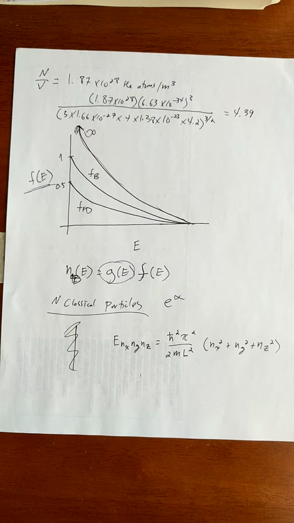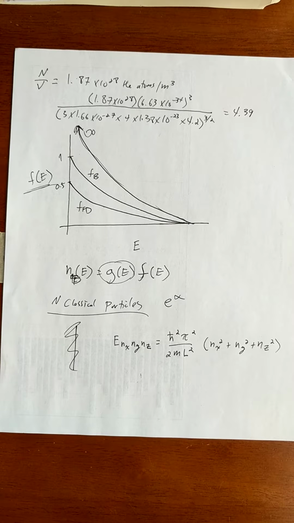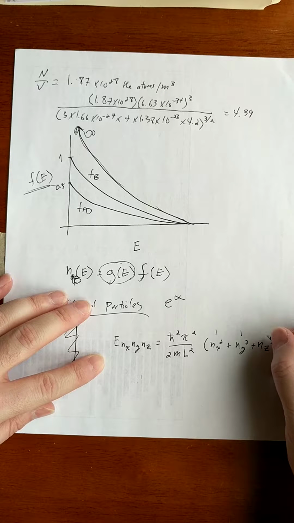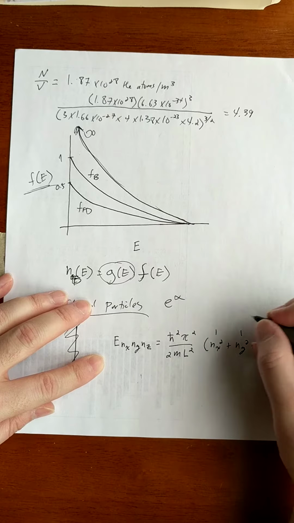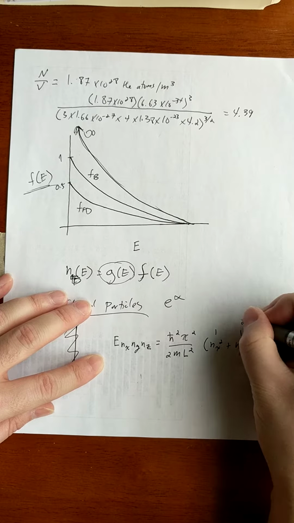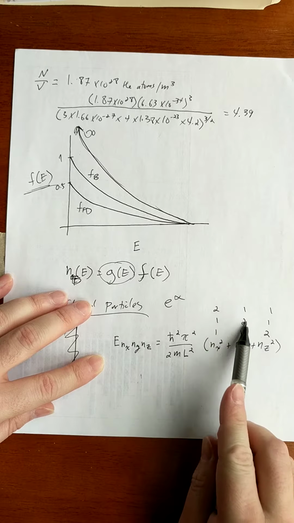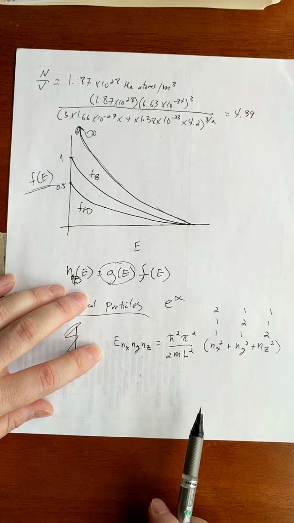Here, I'm going to pause it and think of something that works out. Okay, I thought of a real obvious, simple example. If this guy is 1, and this guy is 1, and this guy is 2, that's the same thing as if we had this guy 1, this guy 2, this guy 1, this guy 2, this guy 1, this guy 1. So we've got 3 different ways to make up that same energy.